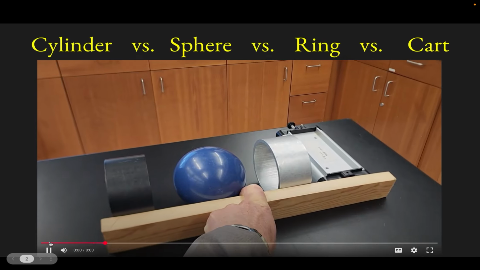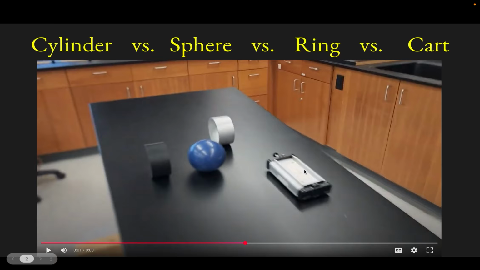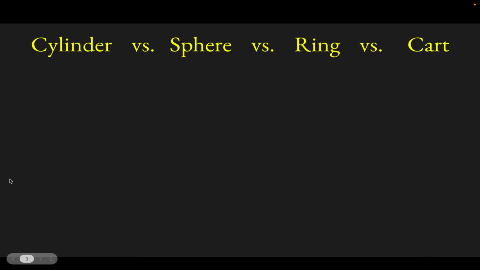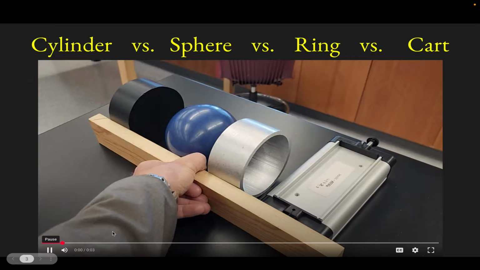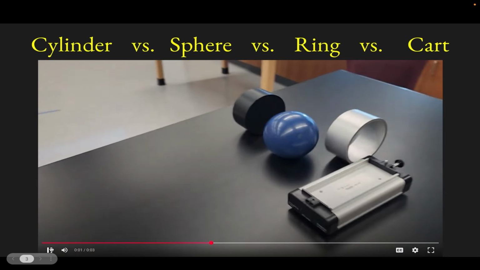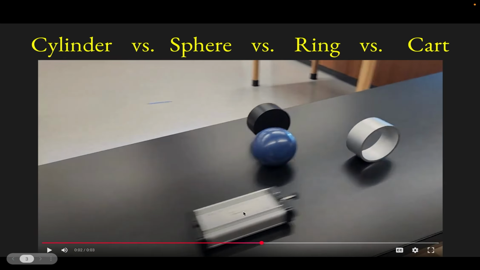Let's play that again. So you can see in order of finish, we're going to have the cart, followed by the sphere, followed by the cylinder, and then in very last place will be the ring. Let's look at that from another angle here. So again, there's your cylinder, your sphere, your ring, and your cart on the far right. And once again, we have the cart in first place, followed by the sphere, followed by the cylinder, and then in last place again is the ring.